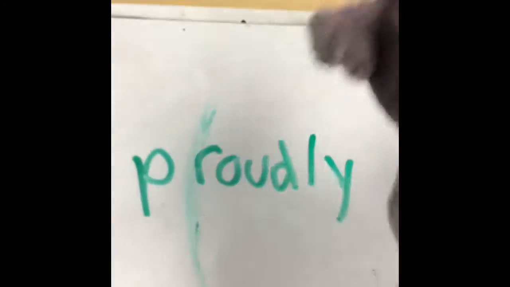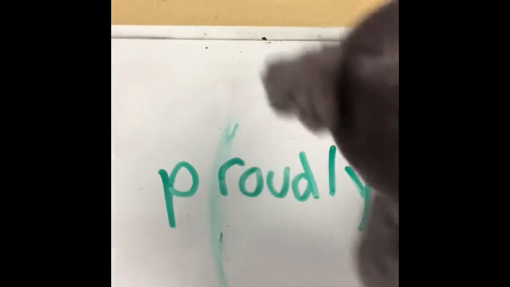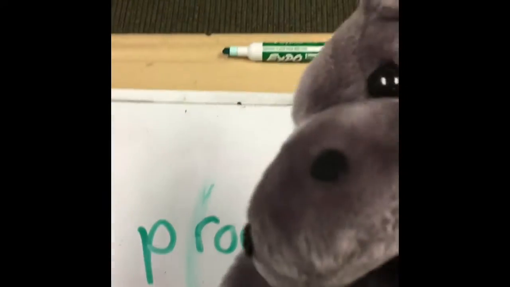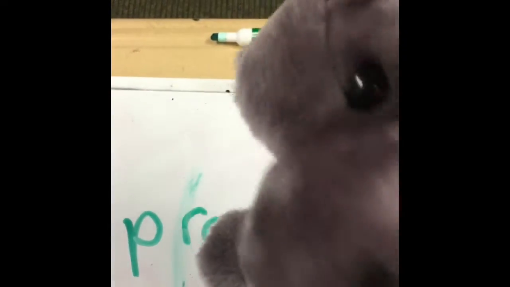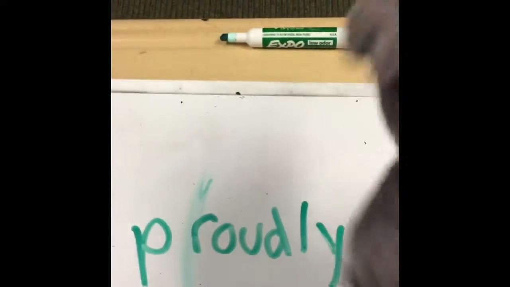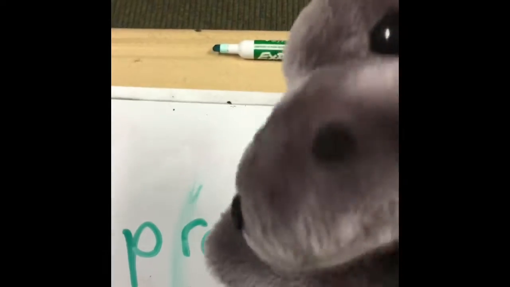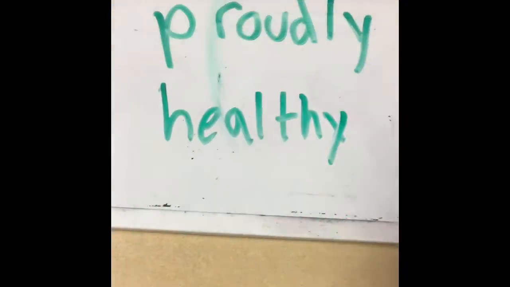Alright, now I've added the suffix ly to the word proud. That changes the word from proud to proudly. Now, I know what you're asking. What does the suffix ly do to the word proud? Well, ly means to be in a certain way. So, if I was to say he proudly stood up, then that means in a certain way, he was proud in a certain way when he stood up. So let's look at some more suffixes.